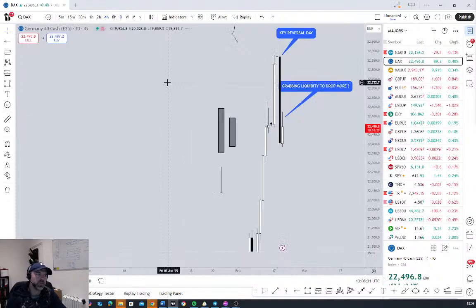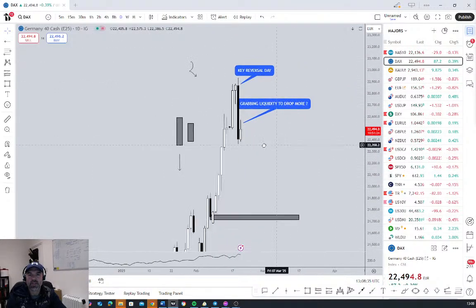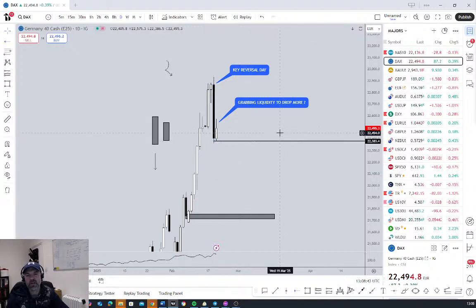Remember, when it comes to your broker, check the price points because the price points on your broker could be very different to what you're seeing here on TradingView. So just looking here at this book, I do not know what is going on.